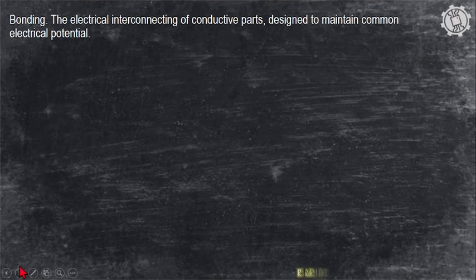Then we have banding, no? So banding, siguro kapag kasama yung barkada, may kunwaring banding. Pero sa electrical code, ibang banding ibig sabihin ito. That is the electrical connection of conductive parts designed to maintain a common electric potential. So when you say banding, ito yung connection between metal parts.